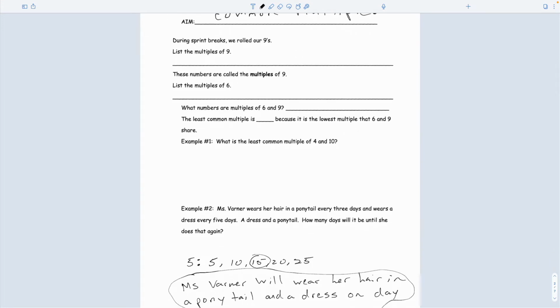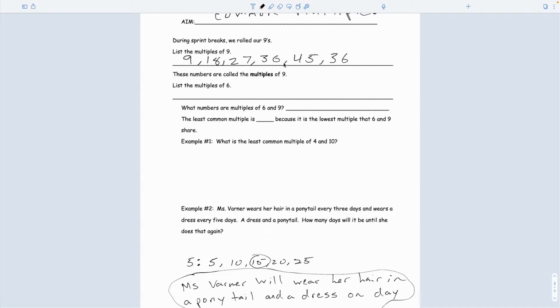During sprint breaks, we rolled our nines. When you rolled your nines and skip counted, you remember the 9, 18. We just did that 5 minutes ago. You remember skip counting by nines all the way to 18. So when you did that, you were actually doing something called the multiples of 9. Say multiples. Multiples is where we're going to live today.